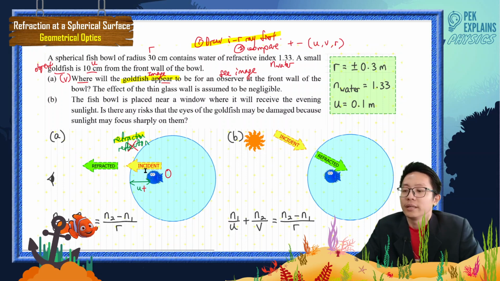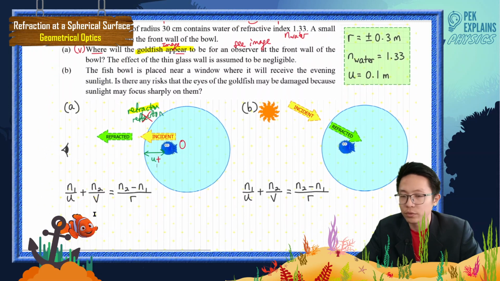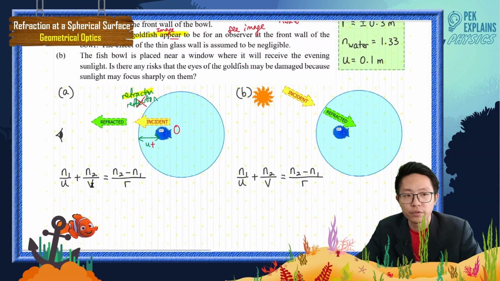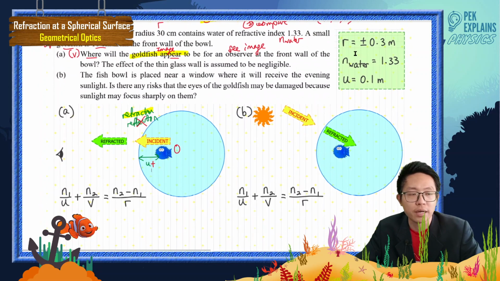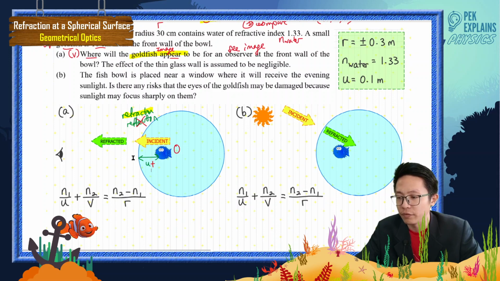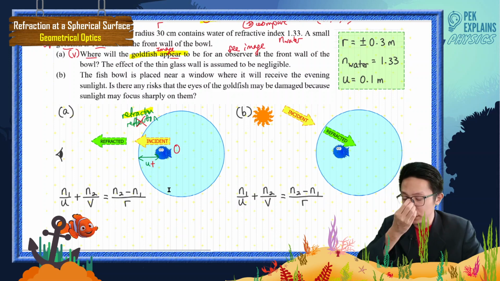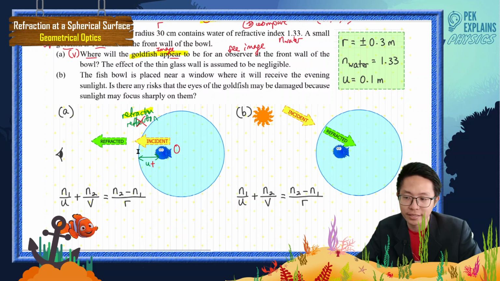Then now, we want to find V. We already got U. Now we want to find V. How about R? R is provided. So R, is it positive or negative? Look at the sphere. This sphere is curved to the right. So where do you think the radius for this surface is? Of course, it's to the right. The radius is of course to the right. Let's draw it out.